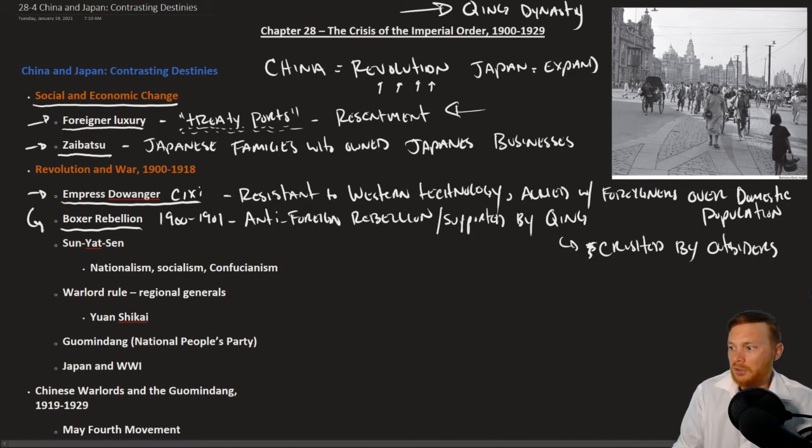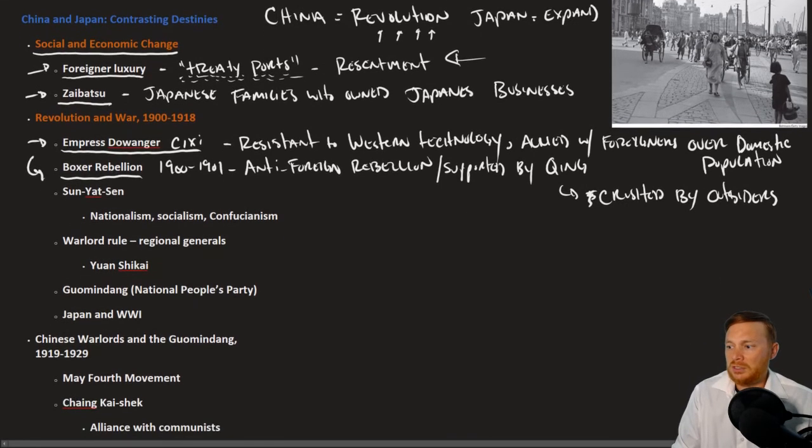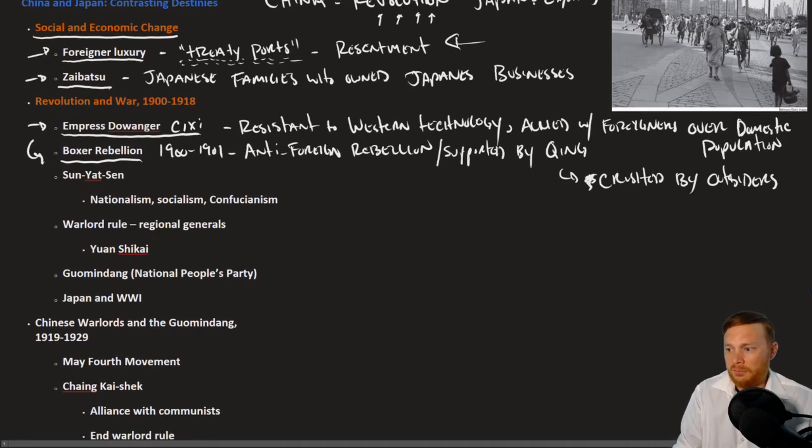However, you had other vocal leaders, really in the absence of a strong and powerful centralized state in the Qing dynasty. One of the most important Chinese voices in this era was Sun Yat-sen. So he was, in some ways, a leading Chinese nationalist.